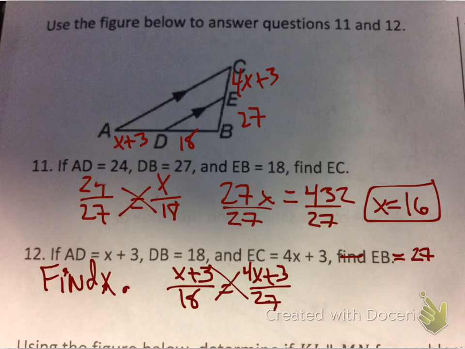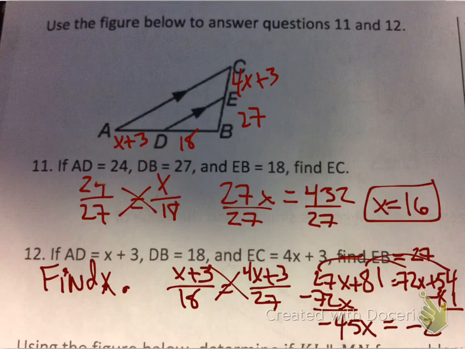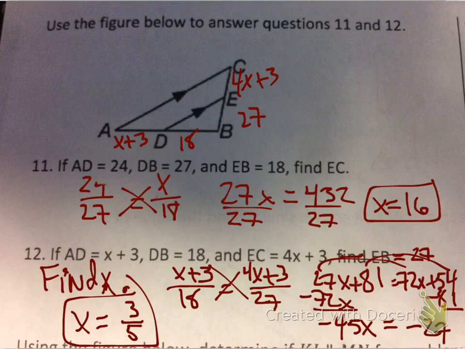I cross multiply. I get 27x plus 81 is equal to 72x plus, sorry, not 51, 81. Why do I keep thinking that's 51? I have been way off today. 81 plus 54. Okay, variables to the left, numbers to the right. So when you do that, you end up with, say, negative 45x is equal to negative 27. And then when you divide, you end up with, say, 3/5, and you are done. Alright? Easy peasy, right? I know.